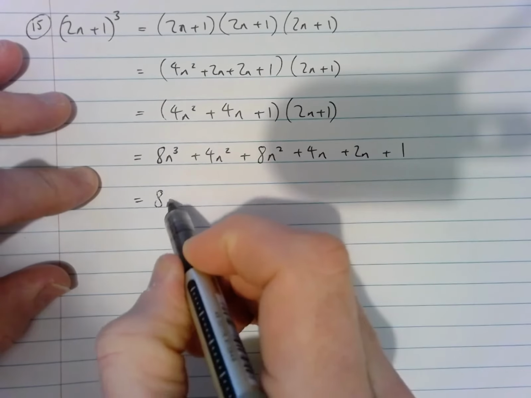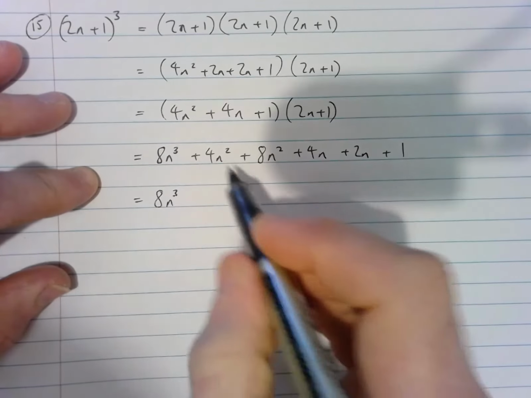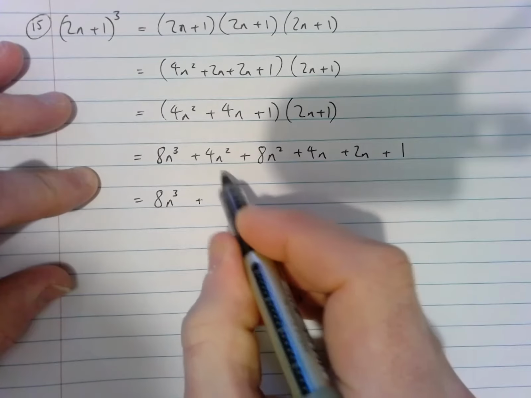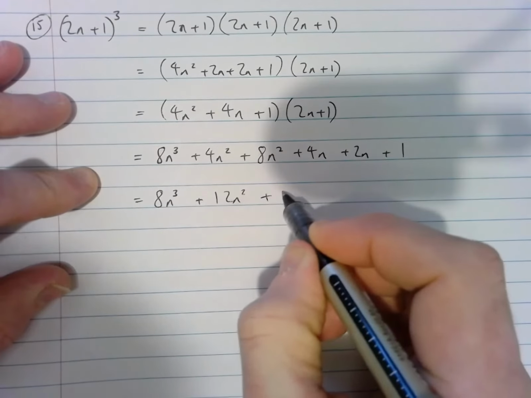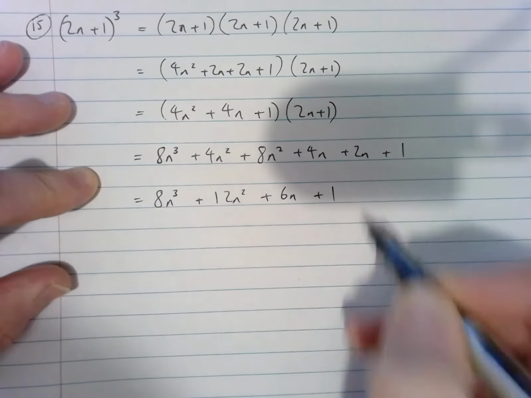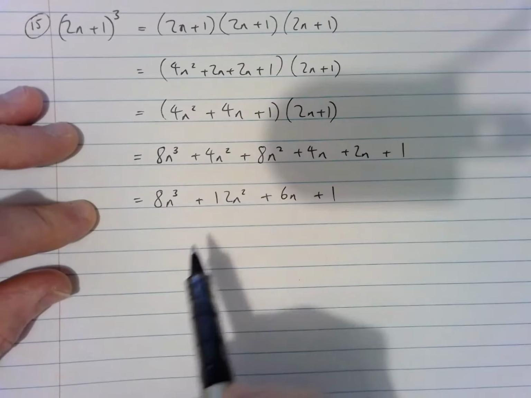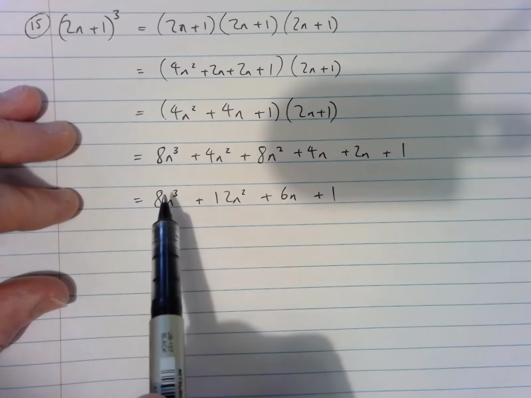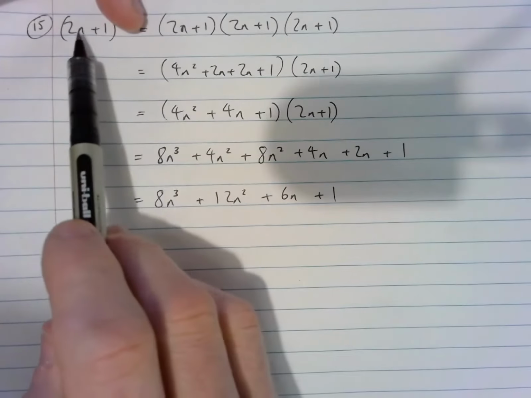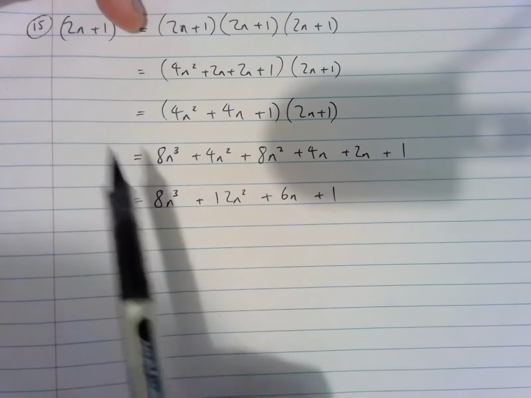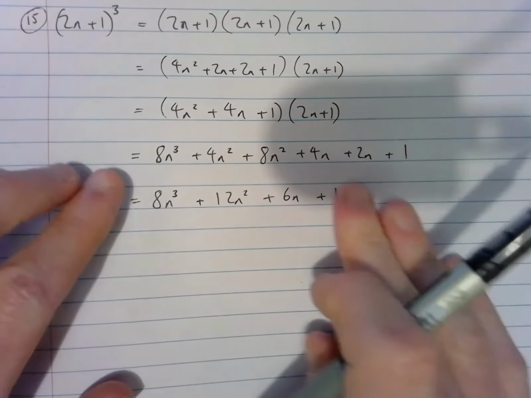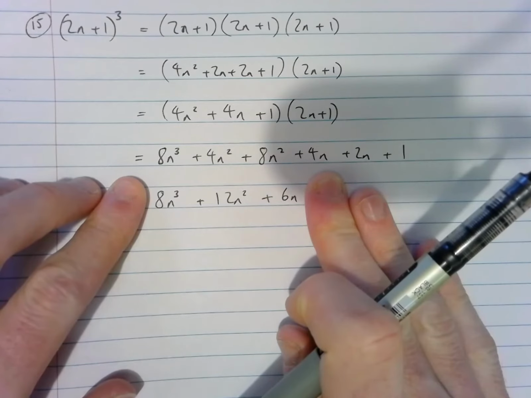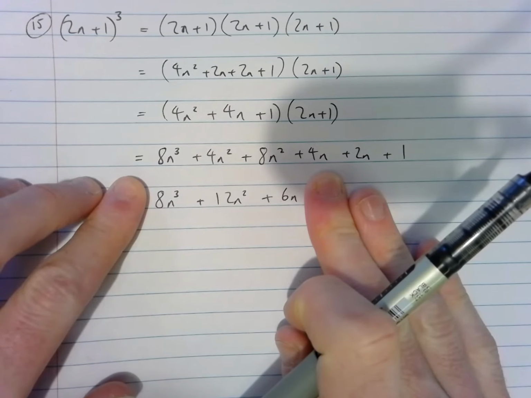Well, there's only one of the n cubed terms, so that's 8n cubed. 2 of the n squared terms, so 4n squared plus 8n squared, that's 12n squared. 4n plus 2n is 6n, and then plus the 1. Now, remember, any odd number can be written in this form 2n plus 1. So 2 times something plus 1. So if I can take a factor of 2 out of 8n cubed plus 12n squared plus 6n, then I will be left with 2 times something plus this 1.